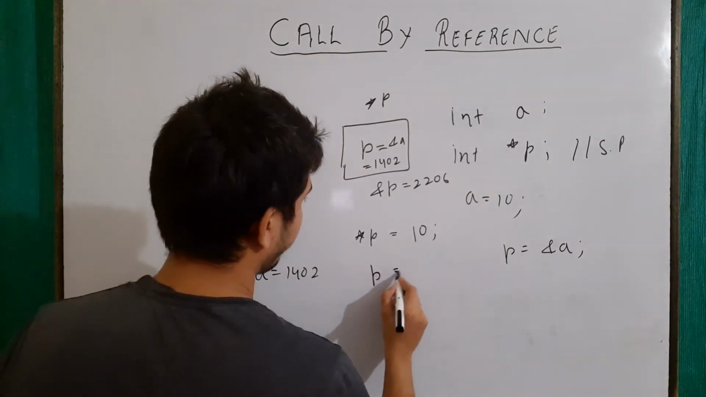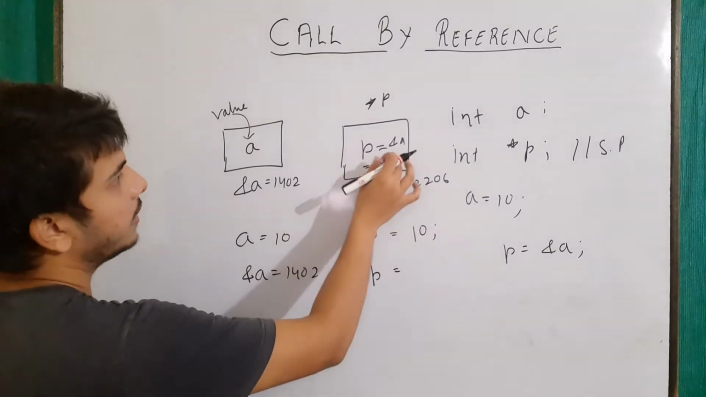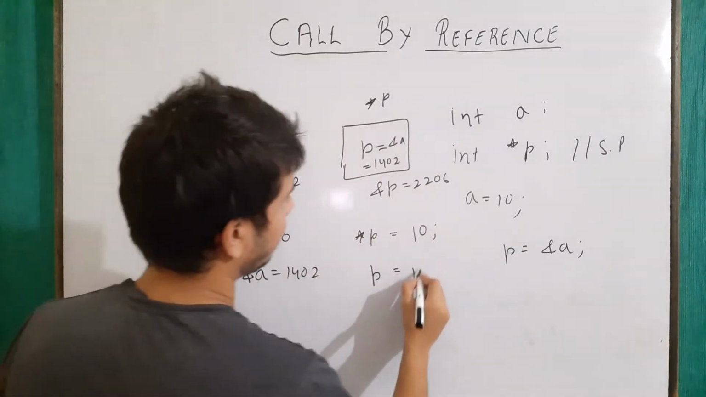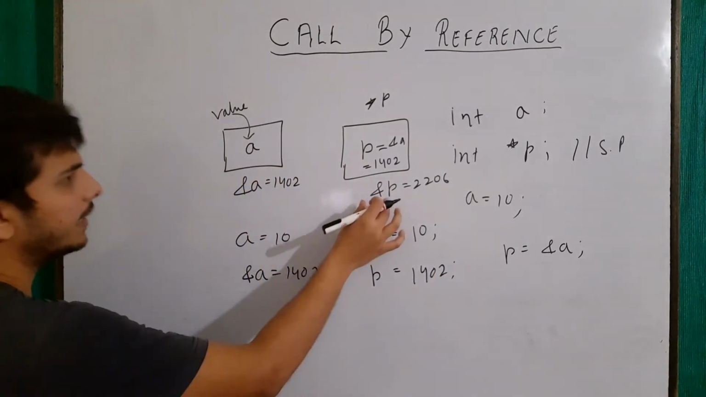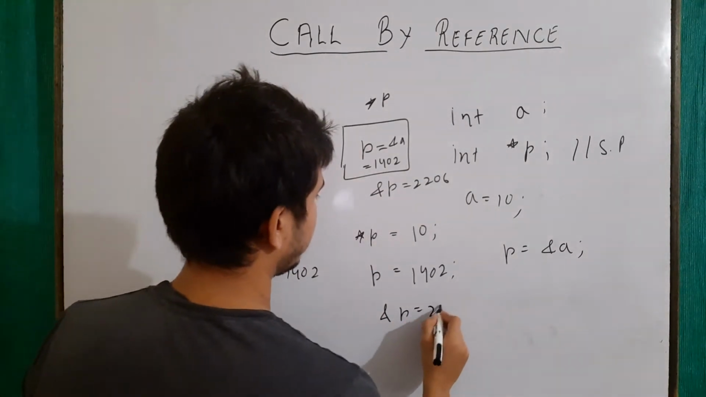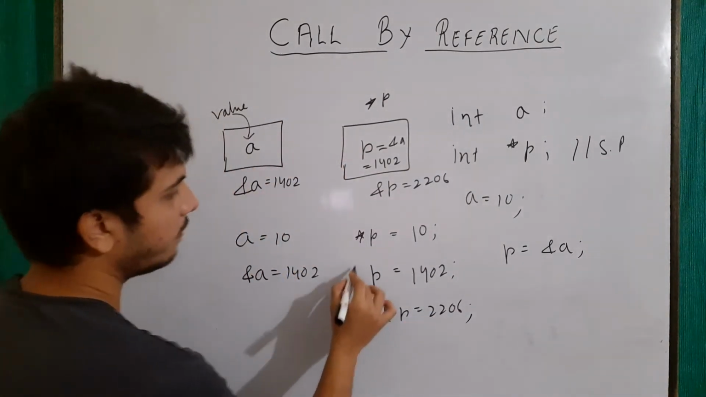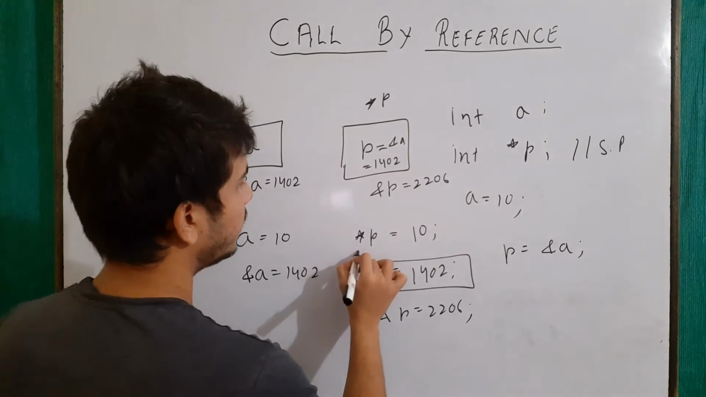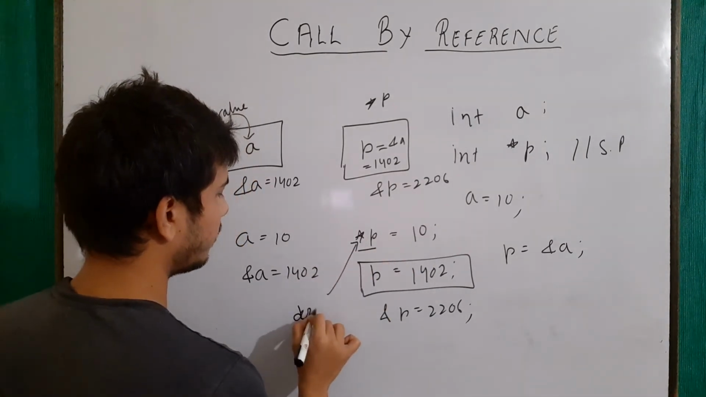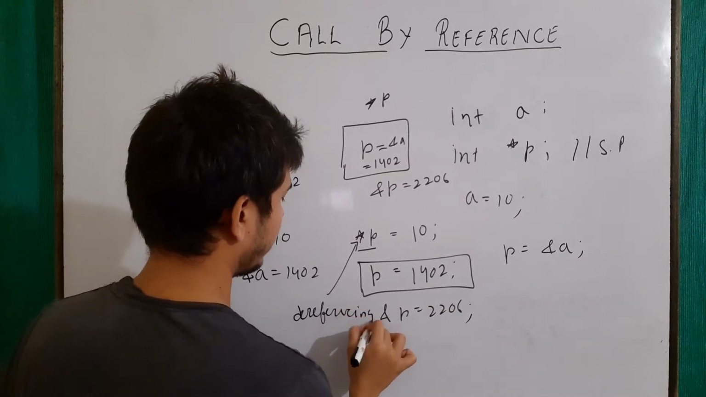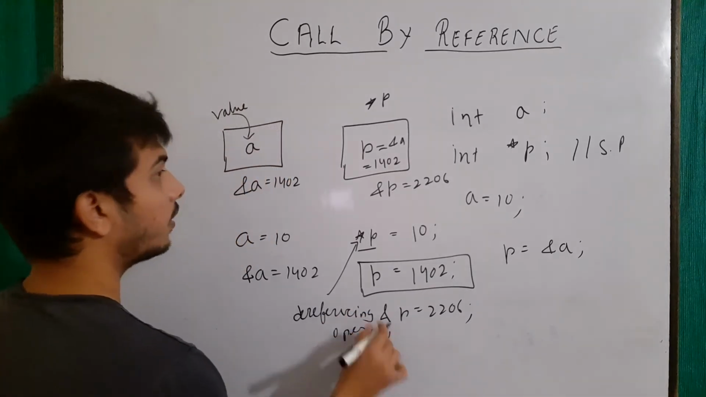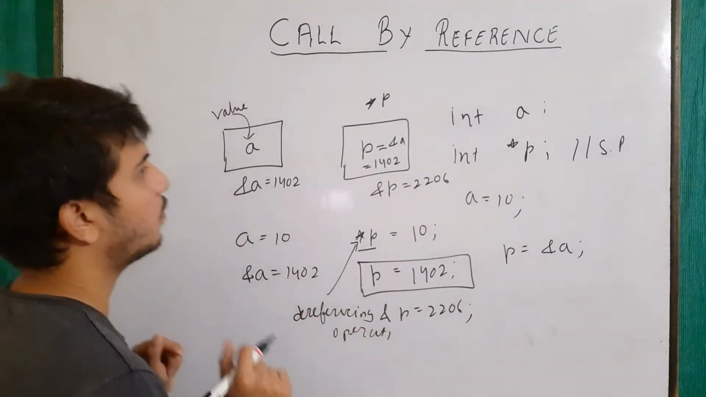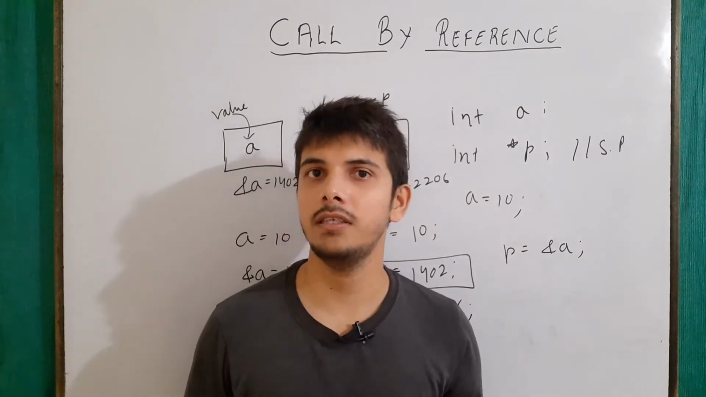If I write p, what address is it currently holding? It is holding the address of variable a, which is 1402. So it will give me output 1402, and then &p will give me 2206. The point here is that the variable p is able to hold an address, and to access what is present at this address we use *p, which is known as the dereferencing operator. We will talk about pointers in much greater detail in upcoming videos, but this is the basic way we use pointers. Now let's jump to the call by reference method.